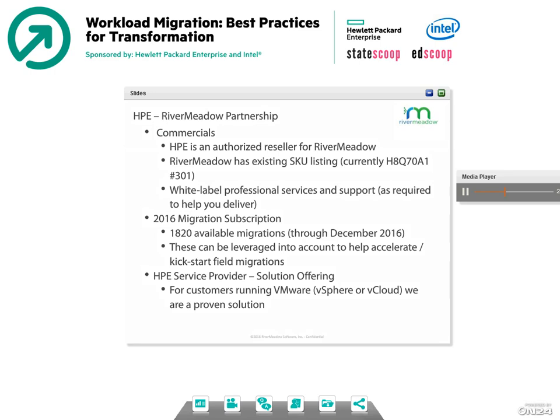We're also bundling with the SP group and also SLED SMB as part of this discussion. And where we're most relevant today is for customers running VMware or moving to vSphere or vCloud-based solutions, which we see as a very big part of the marketplace with HP.